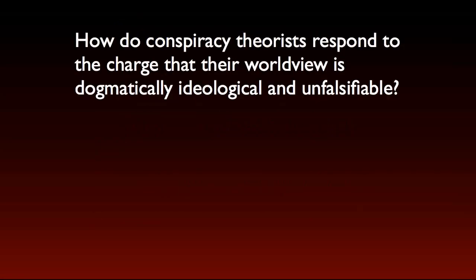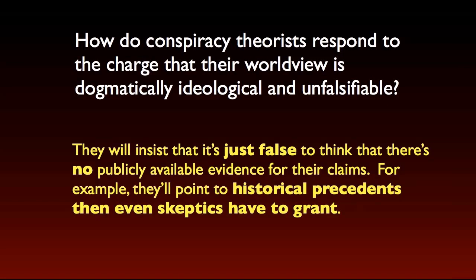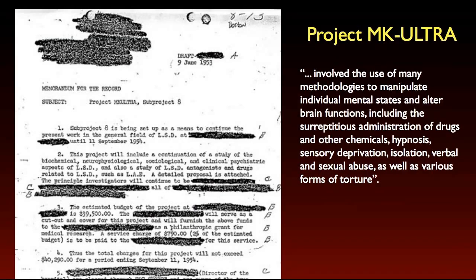So, how does the conspiracy theorist typically respond to this charge that their worldview is dogmatically ideological and unfalsifiable? Well, conspiracy theorists will insist that it's just false to think that there's no publicly available evidence for their claims. They'll point to historical precedents that even skeptics have to grant. On the subject of mind control methods, for example, it's now widely known that the CIA was involved in covert illegal mind control experimentation on human subjects that began in the 1950s and continued at least through the late 1960s.